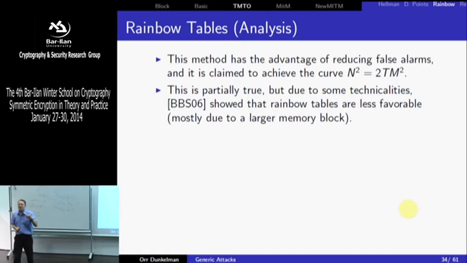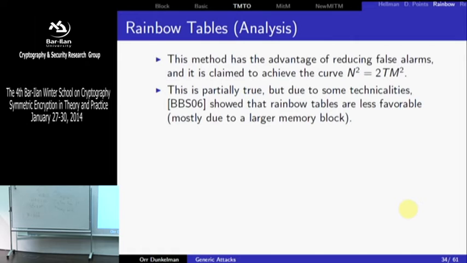Now, I know that for some of you, dealing with constants is not as exciting as for some others. However, constants are very, very important, as you can probably know in real life. So you do get this curve, but the analysis of Barkan, Biham, and Shamir from 2006 actually showed that you lose by using rainbow tables.